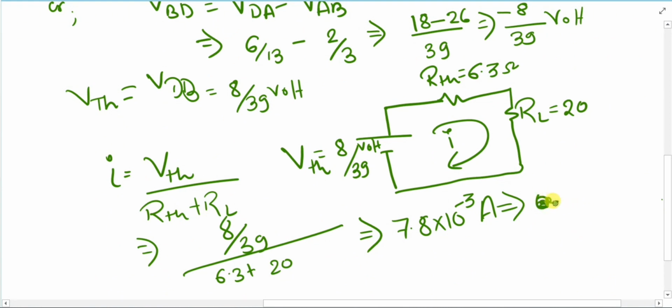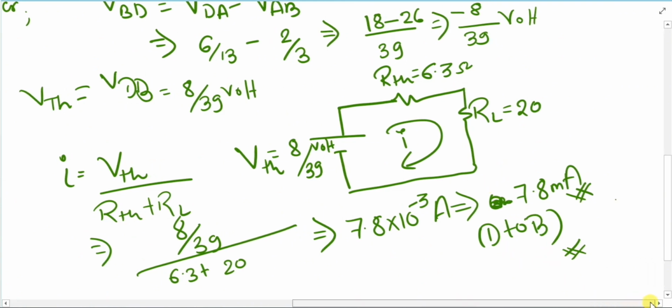Or we can write it in milliampere, 7.8 milliampere. Okay, that's how you can identify the current. And as per the direction of the current, you found that current moves from D to B. You also mentioned the direction. So that's how you can identify the current in the given circuit. The circuit may seem complicated, but once you get the concepts, things get easier.